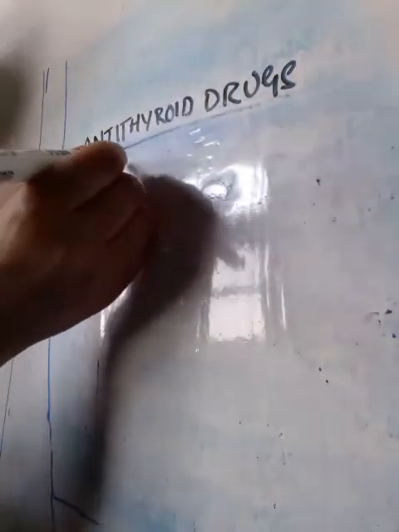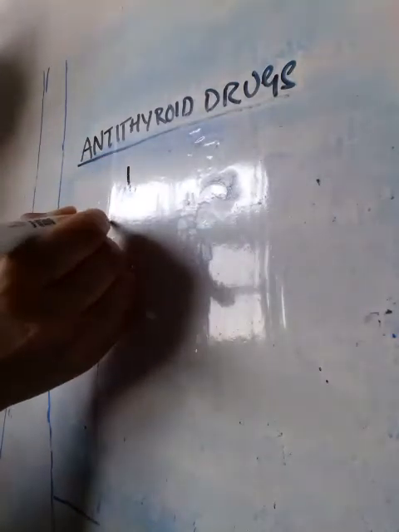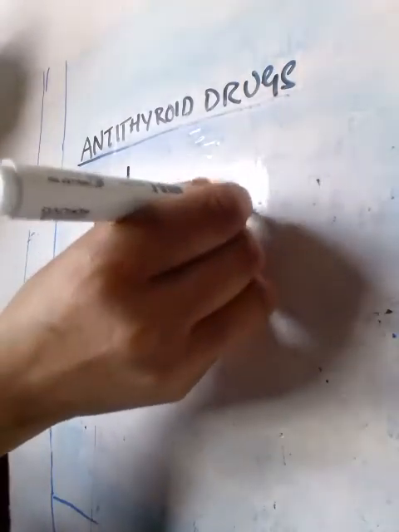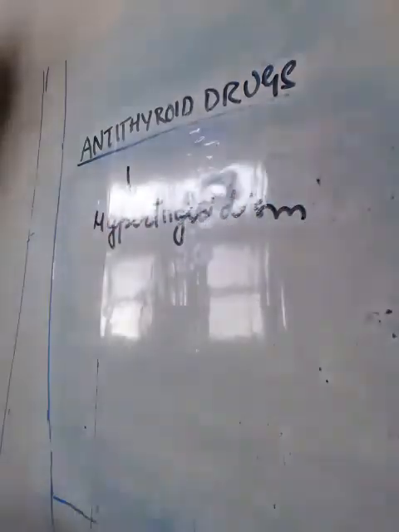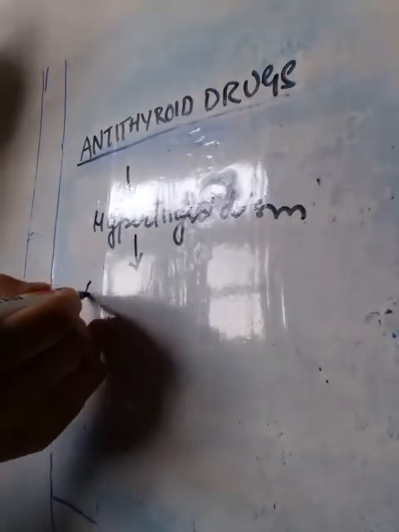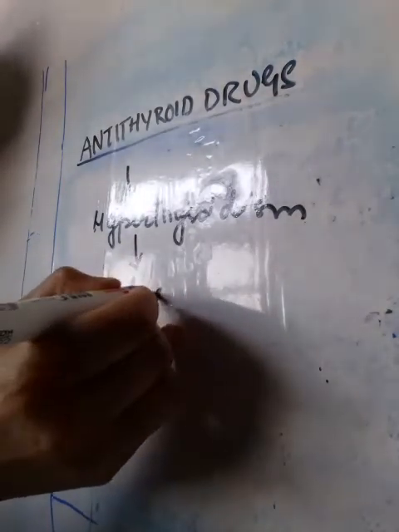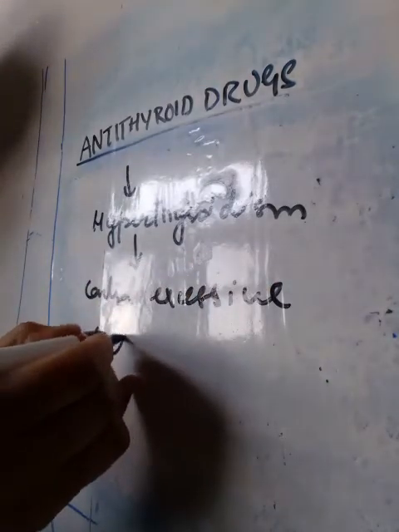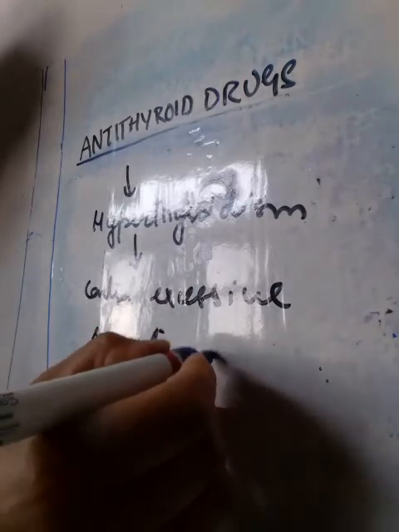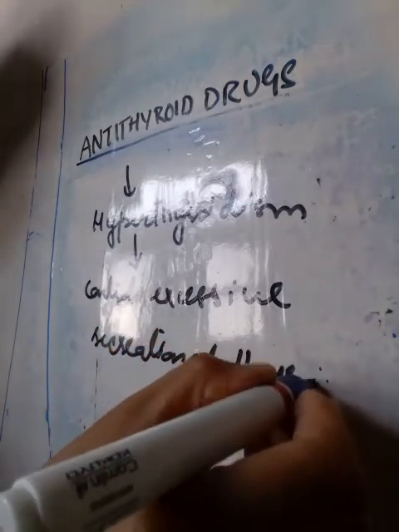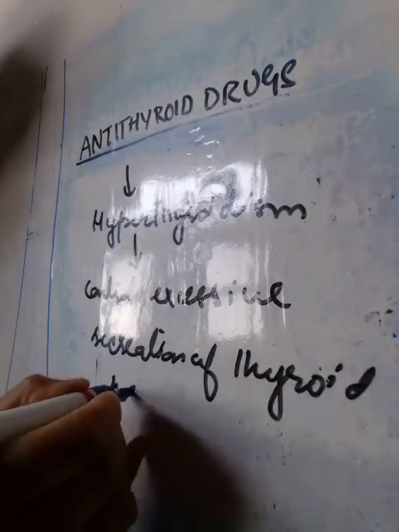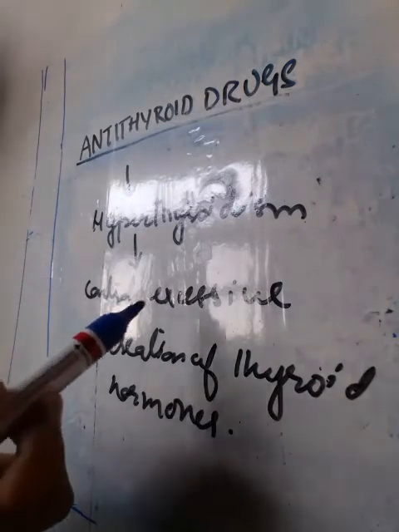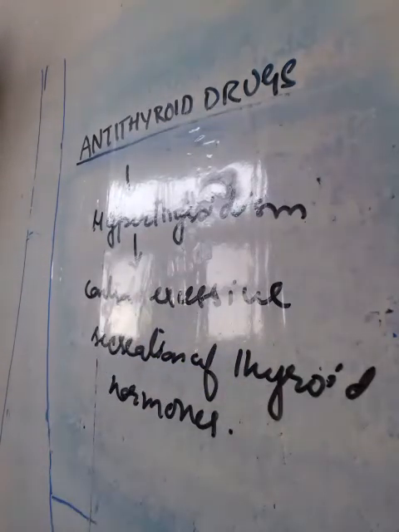These are the drugs which are used in hyperthyroidism. These are used in order to control the excessive secretion of thyroid hormones. So these are the drugs which are used to control excessive secretion of thyroid hormones.